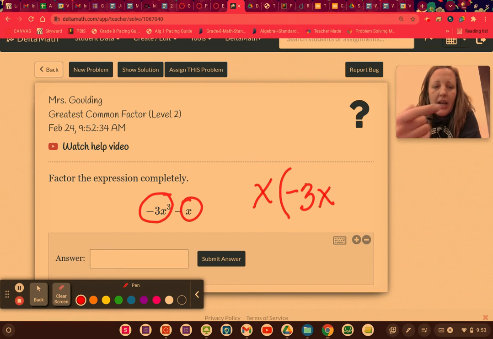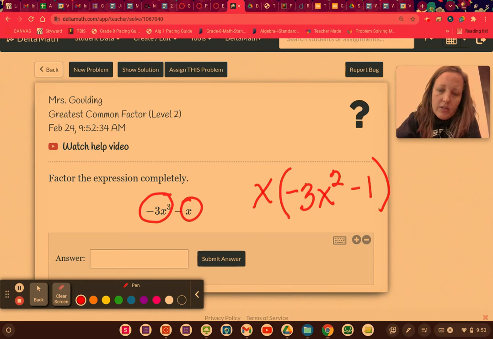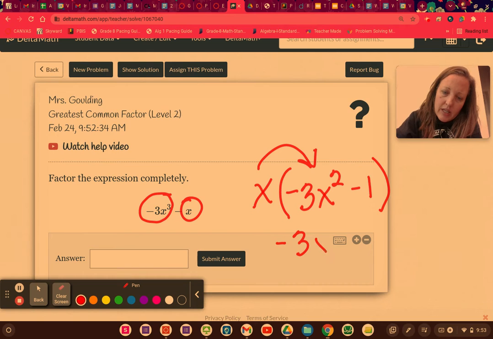And if I am pulling that out, another way of saying it is dividing by x, then I'm left with x squared, right? Here, minus 1. So let's look. If I distribute this, this becomes -3x to the 3rd minus x, which is what I wanted to come back to.